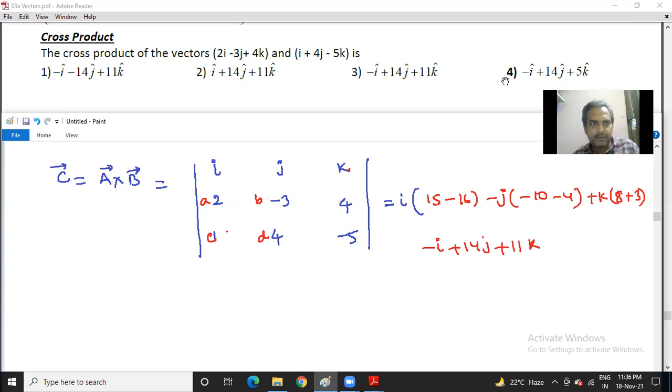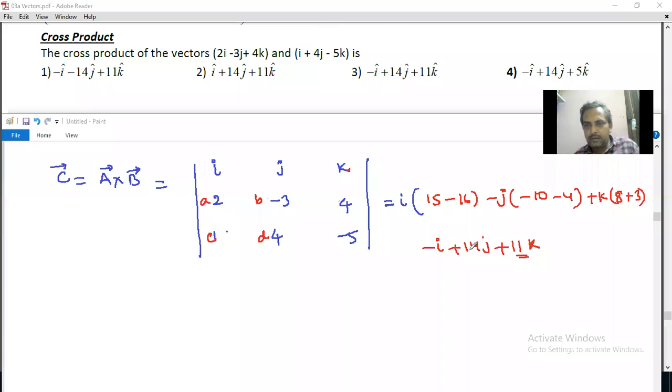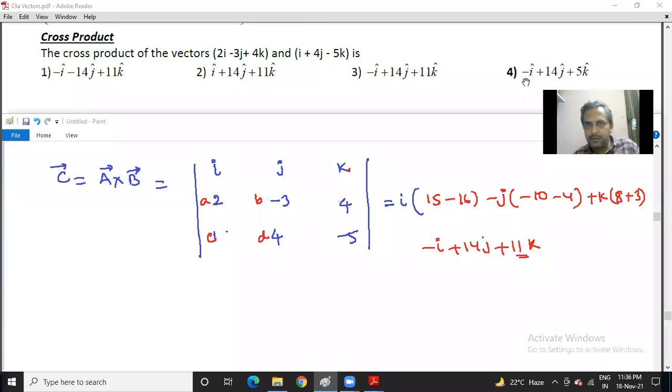So in the options, once you check, it is minus i, but in the fourth option, instead of plus 5, take it as 11k. Check the third option. So it is minus i plus 14j plus 11k. So the third option is correct.